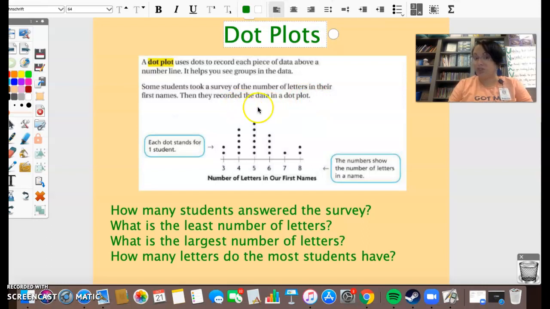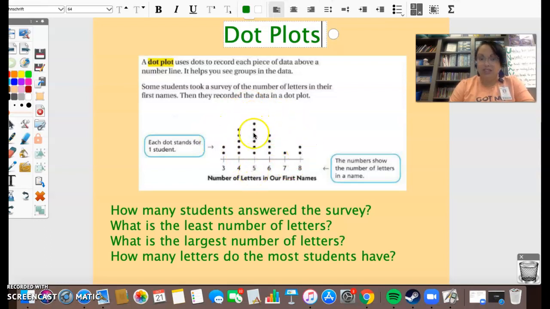Some students took a survey of the number of letters in their first names, and they recorded their data in a dot plot. So you see here we have a number line. Each dot represents one student, and this number line is how many letters are in their first name. The main question they want to know first is how many students answered the survey. Do you think that answer is 8 because that's the top number? No, because look, each dot represents one student. So we have to look at how many dots there are. These dots are answers. These dots are students, okay?